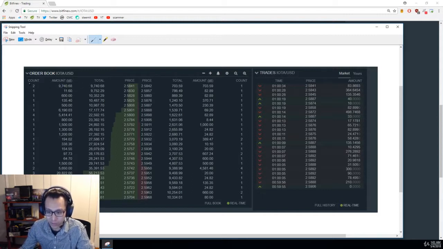If we see, for example, this line only, at $2.5841 we see that there's 9,740. That is the total amount at this specific price. Now, if we look at this one, it refers to the amount at that specific price. If we look at $2.50, the next one underneath it, we see that there's only 11.6 IOTA being sold at that price.